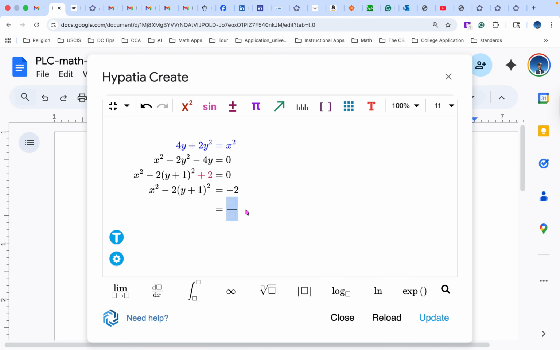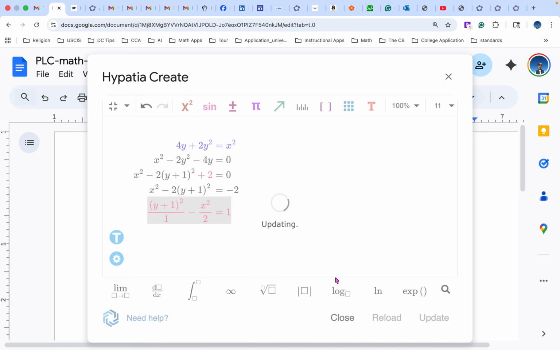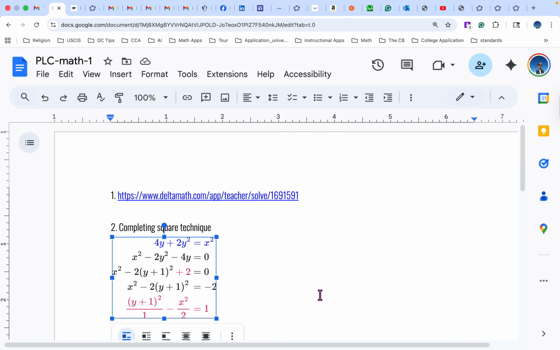You need to divide by -2, okay? Then we will have over 1 minus x squared over 2. Ta-da! It appears to be a hyperbola, okay?